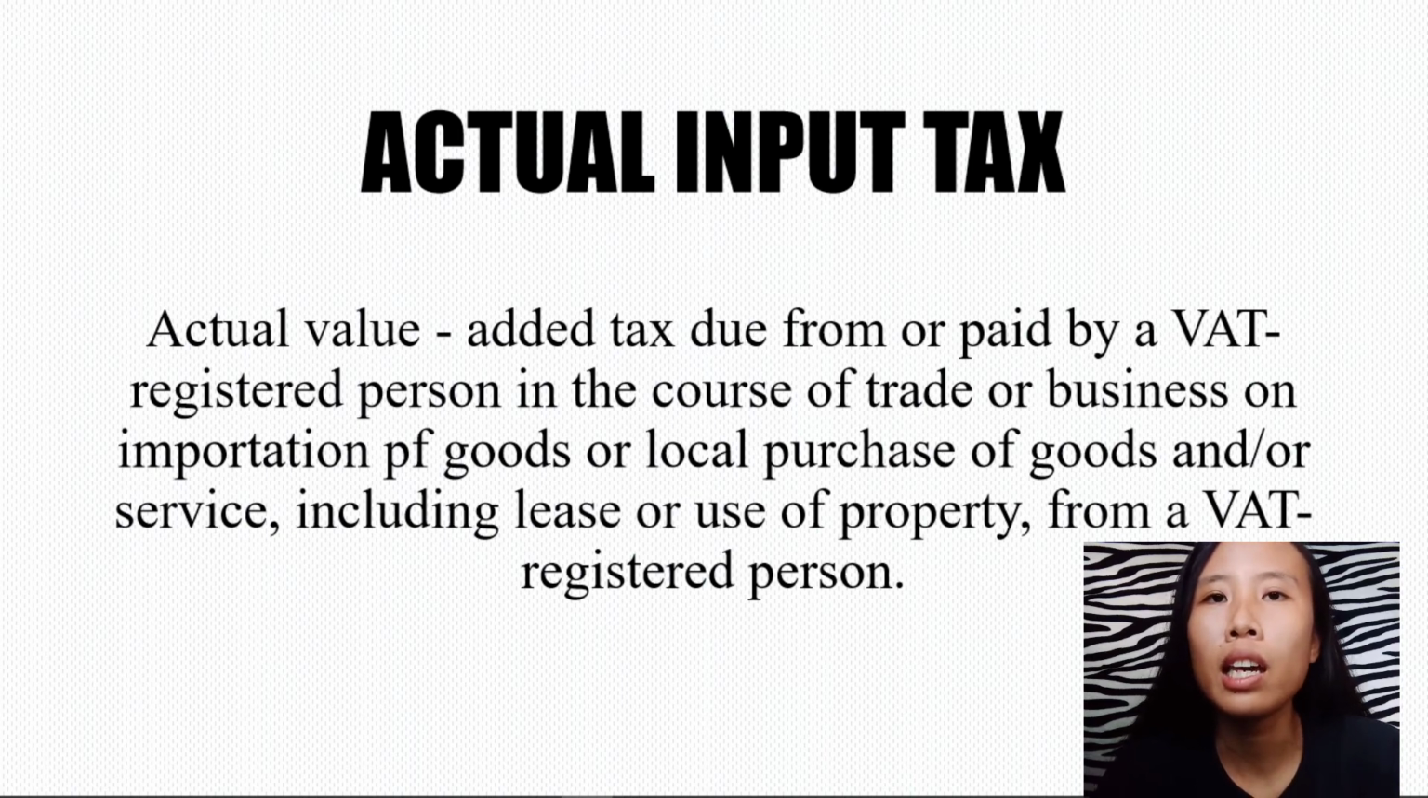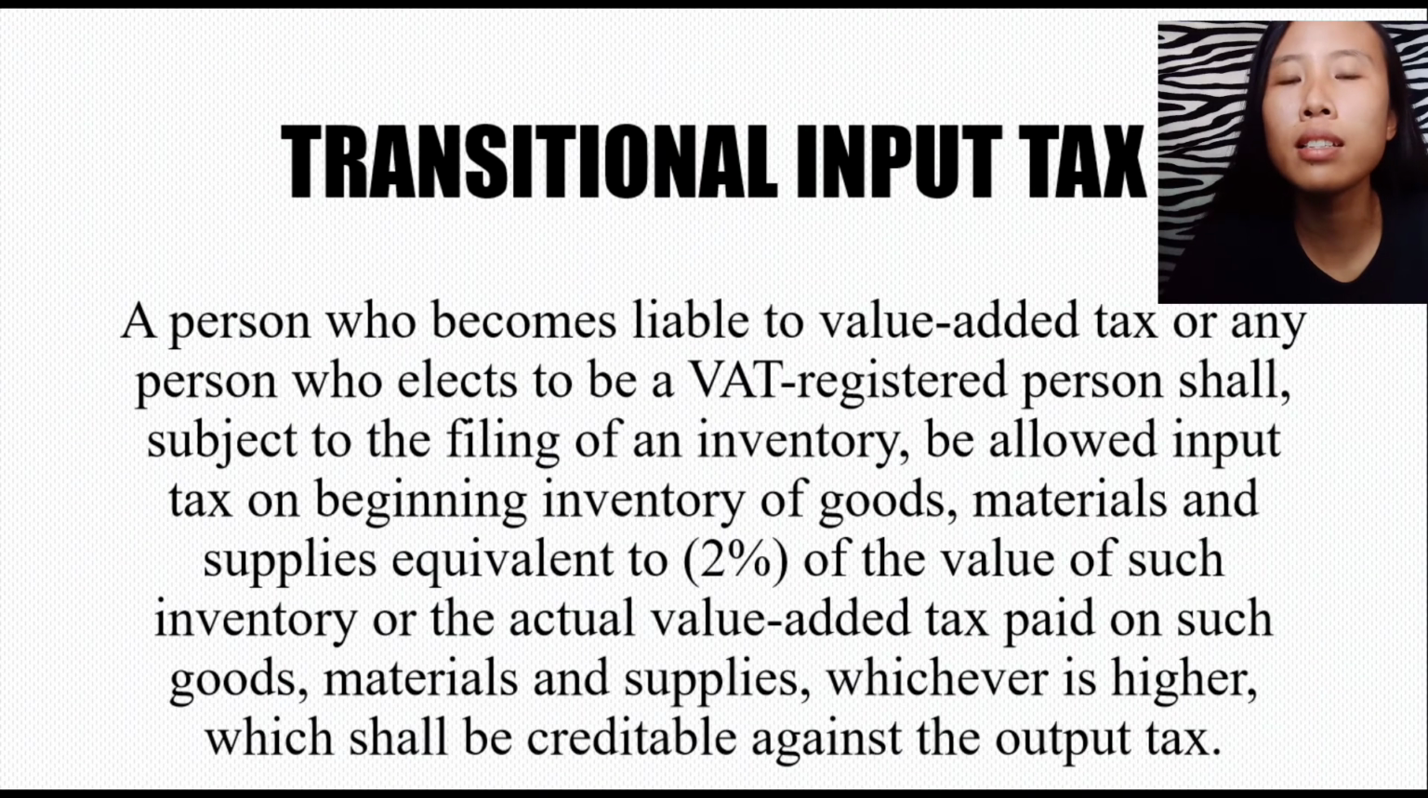Now, for transitional input tax, a person who becomes liable to VAT or voluntarily becomes VAT registered shall be allowed input tax on beginning inventory equivalent to 2% or the 12% VAT actually paid for such goods, materials, and supplies, whichever is higher, creditable against related output VAT.